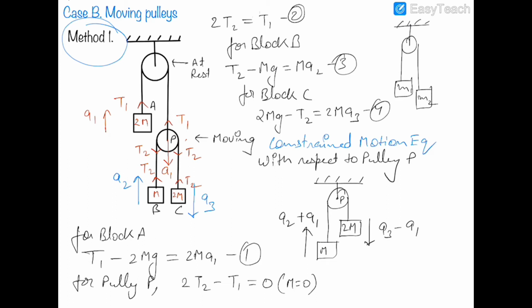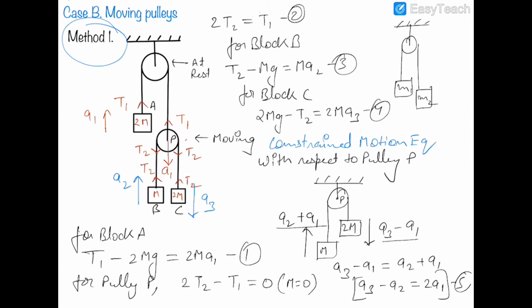plus a1. So now, writing these accelerations in the frame of pulley P, I can equate these accelerations directly, that a3 minus a1 will be equal to a2 plus a1. So a3 minus a2 will be equal to 2a1. This is the required fifth equation which we need for evaluating these 5 variables.